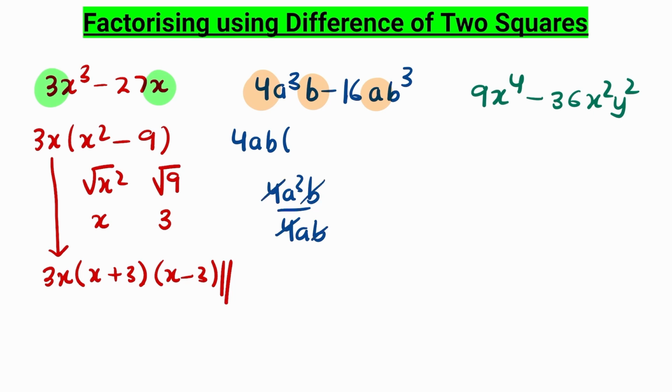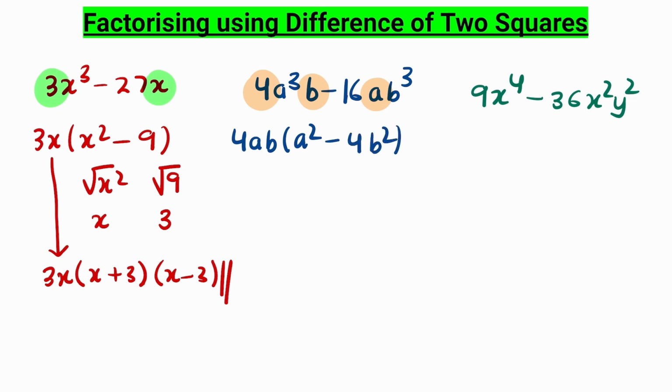A to the power 3 divided by a, it's just a squared. And then here 16ab to the power 3 divided by 4ab. Here a and a directly cancel out. 4 and 16 we can simplify, 1 and 4 here, because 16 divided by 4 is 4. B to the power 3 divided by b is b squared. So what's remaining? a squared minus 4b squared.